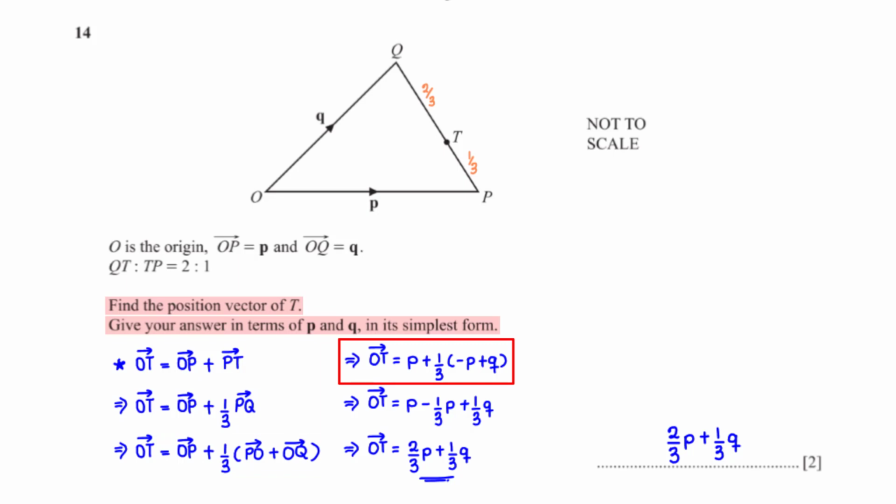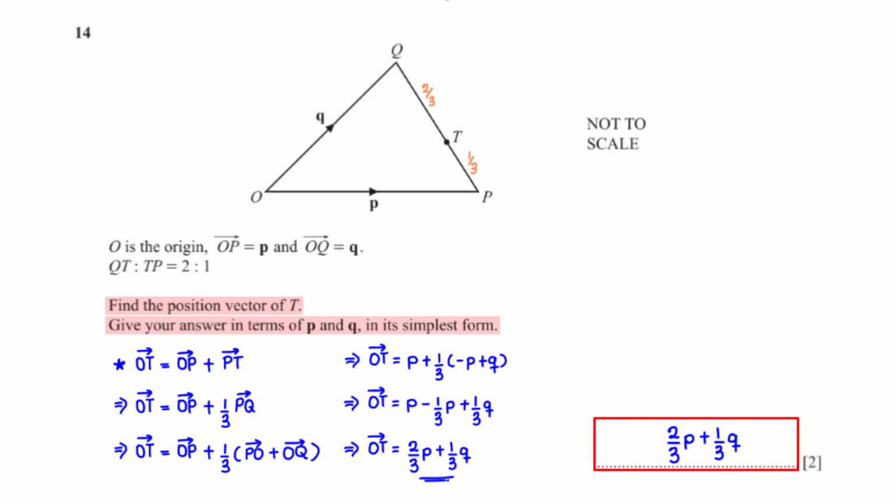When we expand the brackets, 1/3 times negative p is negative 1/3 p. 1/3 times q is 1/3 q. p minus 1/3 p is 2/3 p. So we have 2/3 p plus 1/3 q.